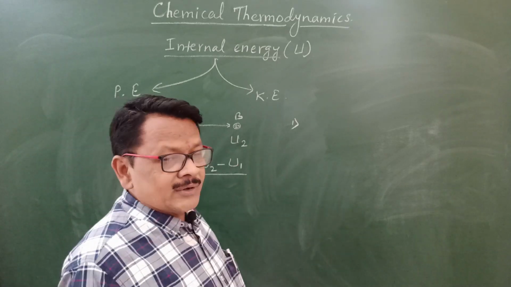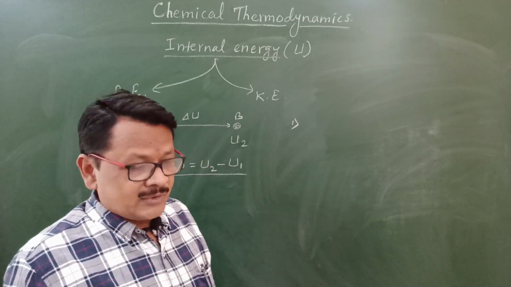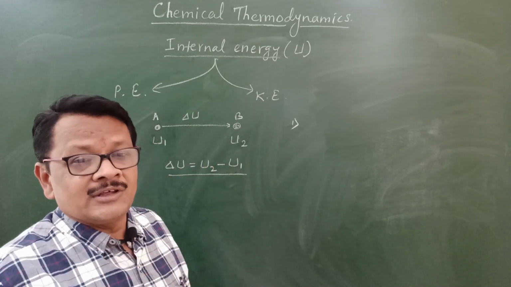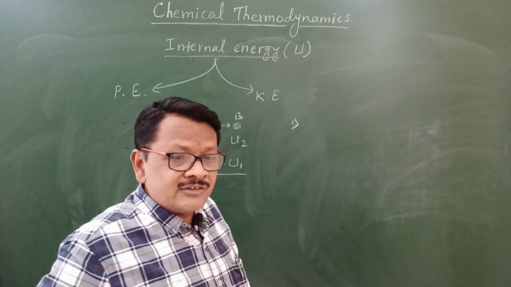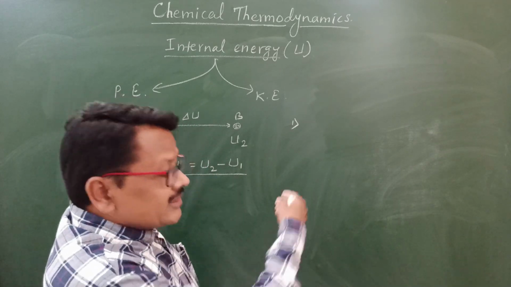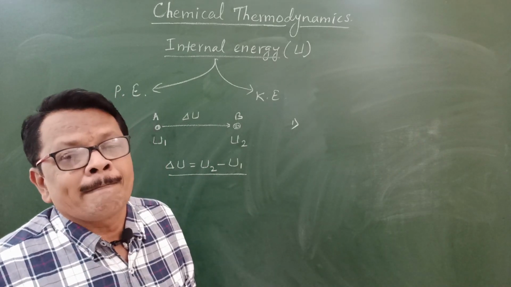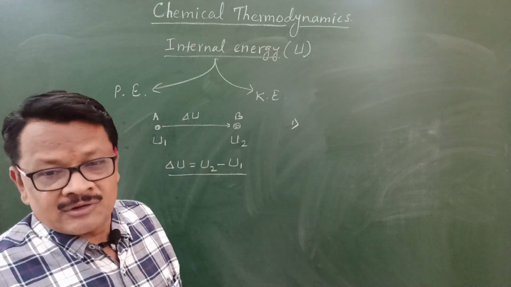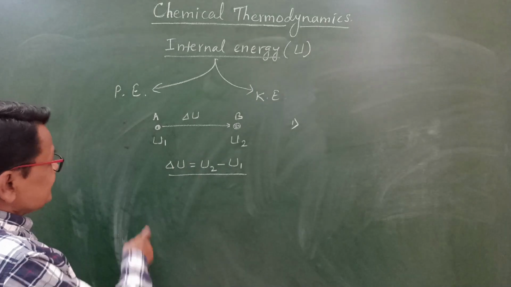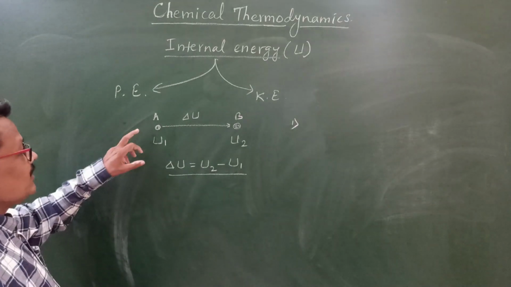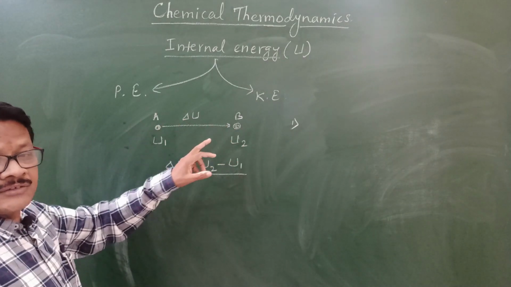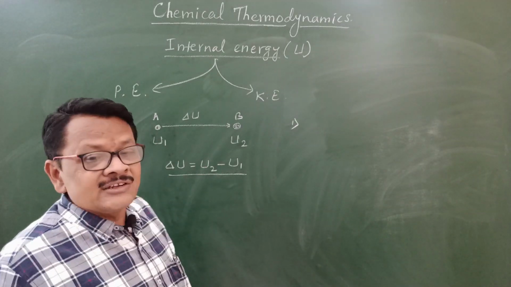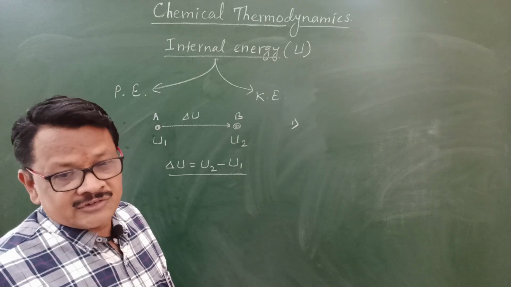How does the internal energy of the substance increase? By supplying heat and by doing work on the system by the surrounding. And how does its internal energy decrease? By releasing heat from that system to the surrounding and by the system doing work of expansion on the surrounding. We know that internal energy depends upon the initial state and final state, so internal energy is a state function.